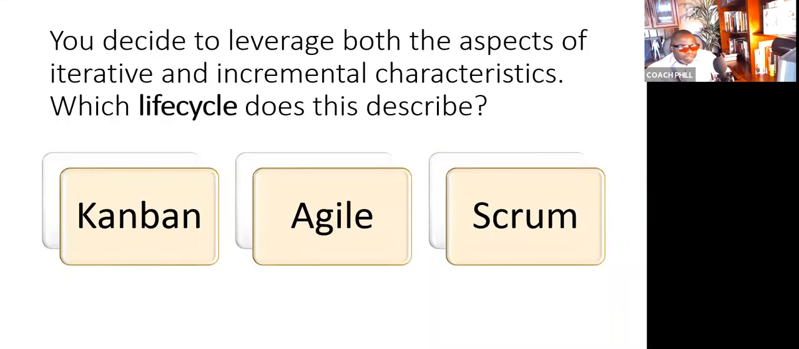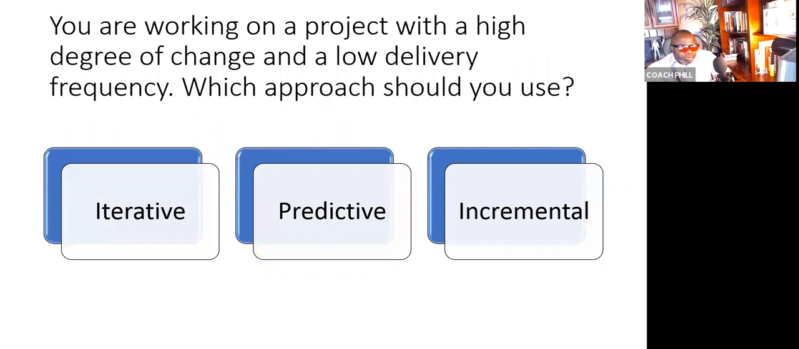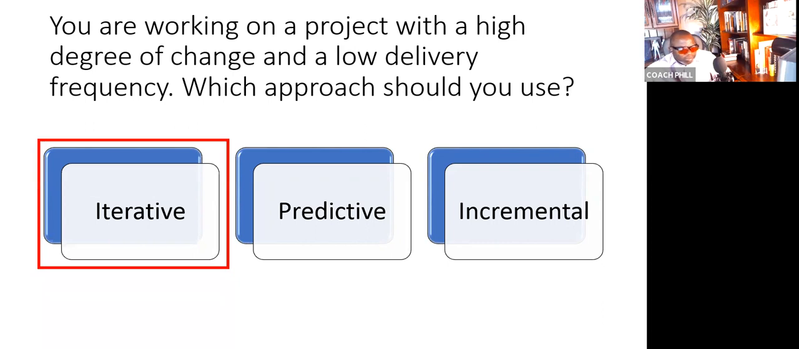Next question. You decide to leverage both aspects of iterative and incremental characteristics. Which life cycle does this describe? The answer, my friends, is Agile. Next question. You're working on a project with a high degree of change and a low delivery frequency. Which approach should you use? The best answer, iterative. High degree of change, low delivery frequency.